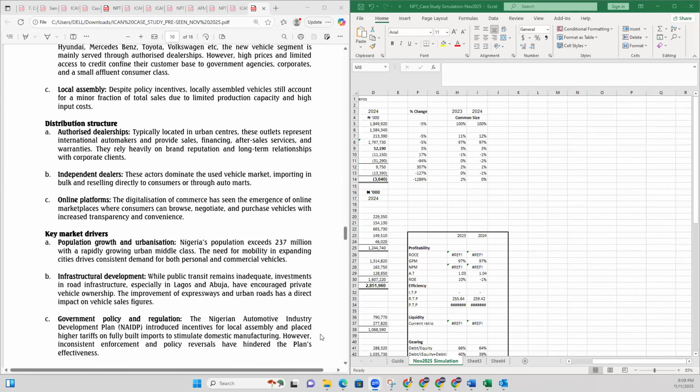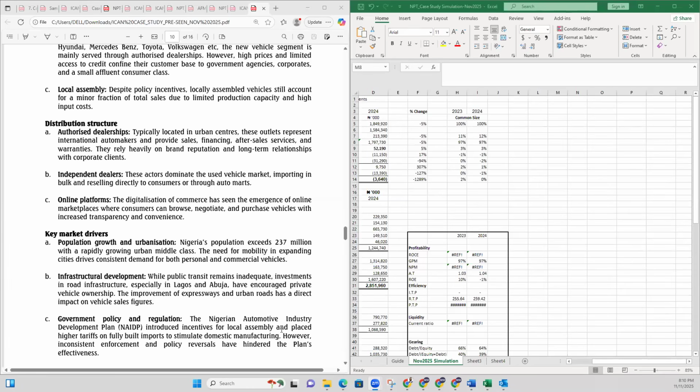Despite policy incentives, locally assembled vehicles still account for a minor fraction of total sales due to limited production capacity and high input costs. Distribution structure. A. Authorized dealerships. Typically located in urban centers, these outlets represent international automakers and provide sales, financing, after-sales services, and warranties. They rely heavily on brand reputation and long-term relationship with corporate clients.